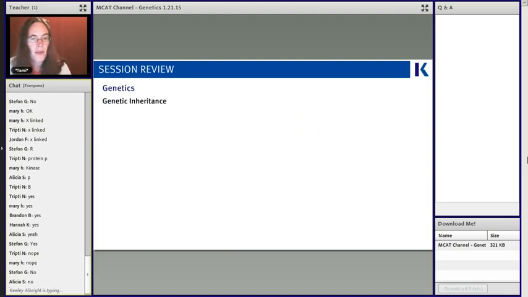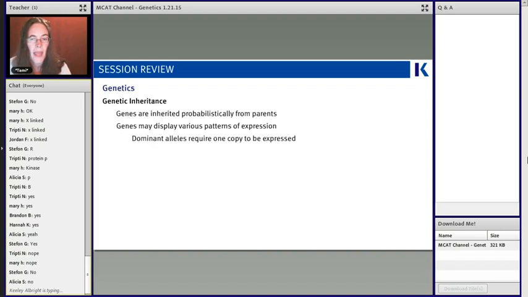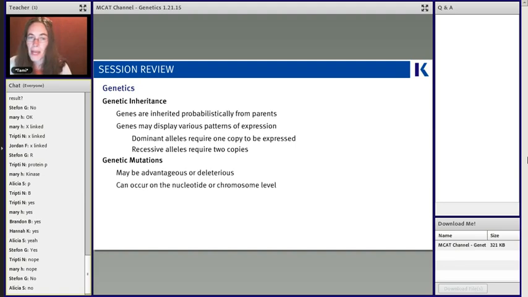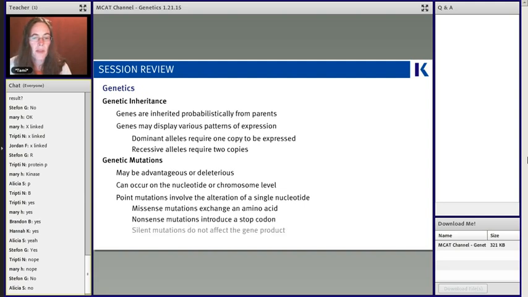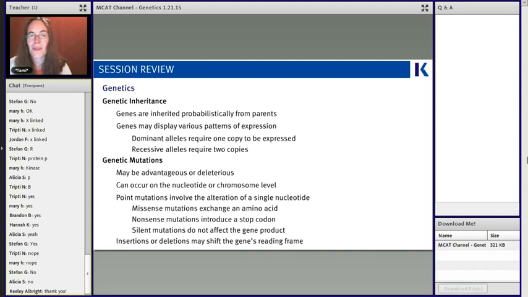So our final thing we need to look at is genetic inheritance. It comes from both parents. They have different types of things. We have dominant, we have recessive. Genetic mutations may be good, may be bad. They can occur at the chromosome or nucleotide level. We have point mutations and we have frameshift mutations. All right, hopefully you feel a lot better about genetics.